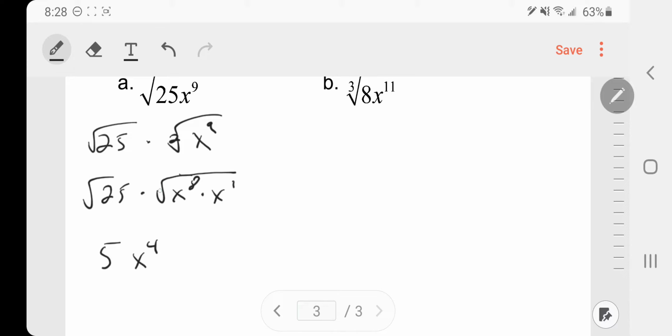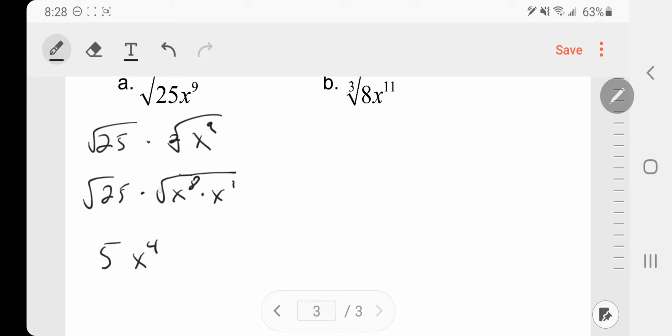Taking a look at the next one, a similar example. We have the cube root of 8, and we have the cube root of x to the 11th. Now again, 11 cannot be divided by 3 here. So we're going to count back from 11 until I find a number that can be divided by 3. So we go from 11 to 10. 10 divided by 3, still no good. 9 divided by 3 works.